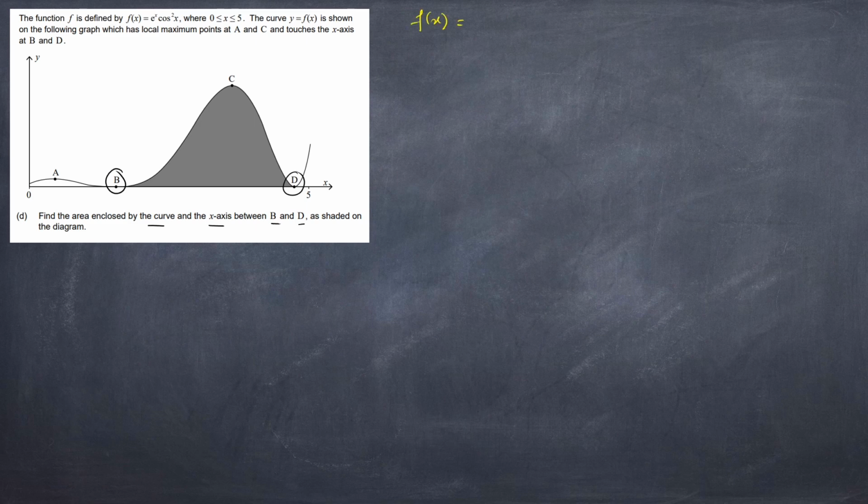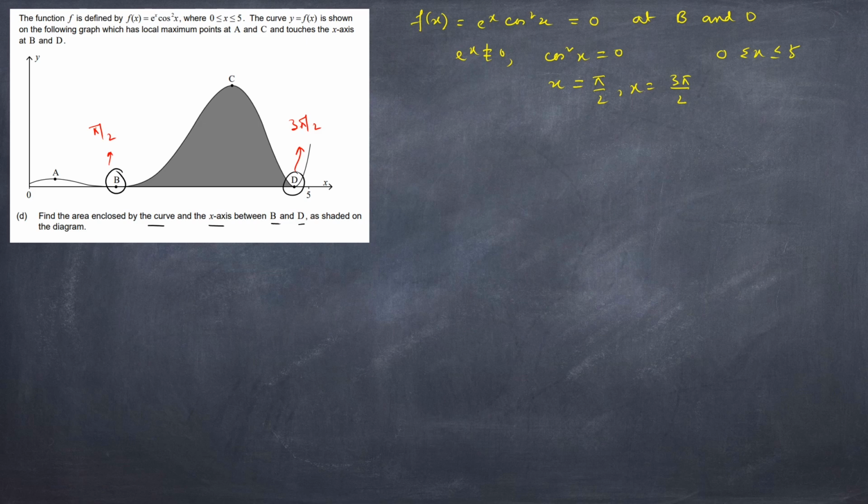f(x) equals e^x cos²x. This will be 0 at B and D, because e^x cos²x will be 0 there. e^x cannot be 0, so ultimately cos²x equals 0. If cos²x equals 0 in the interval 0 ≤ x ≤ 2π, x can take only the values pi by 2 and 3 pi by 2. So this is pi by 2 and this point is 3 pi by 2.